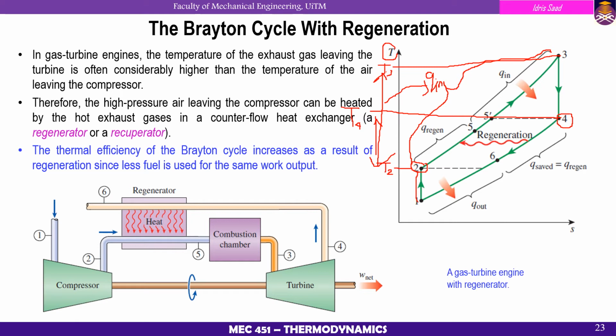Okay, so the schematic diagram provided here is showing how the regenerator is attached to the gas turbine engine. As you can see in the schematic diagram, this is what we call the air inlet to the compressor. Now the compressor compresses the air here. Then while it is moving here, the heat exchanger, the regenerator, is put here. So the exhaust gas that is hot is transferred into the compressed air.